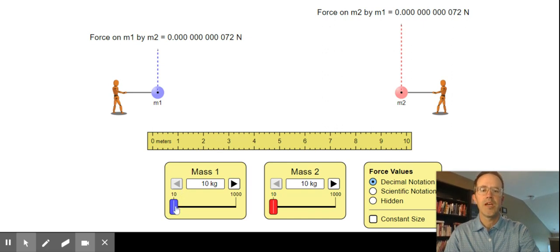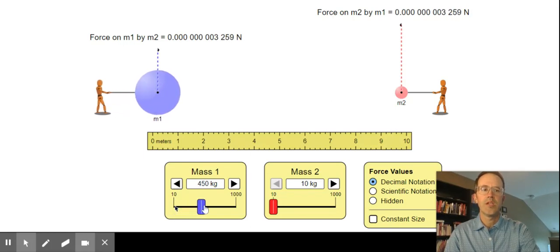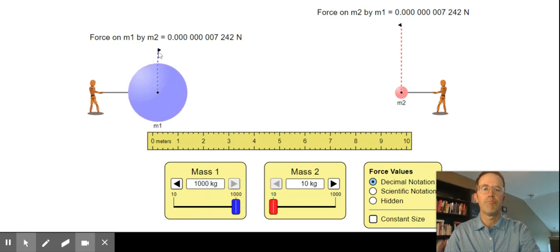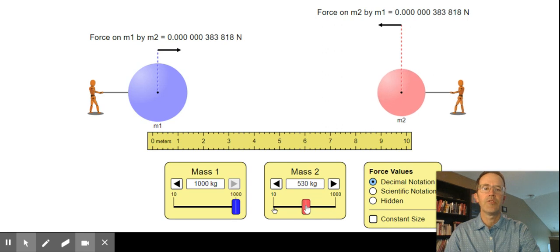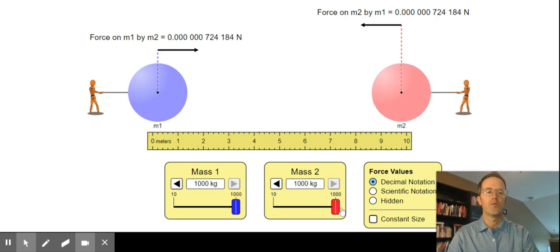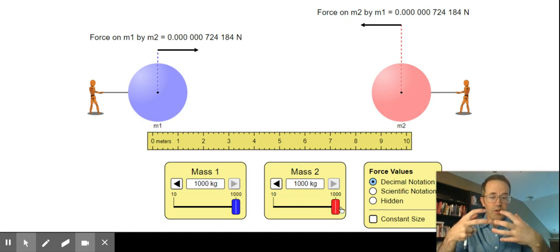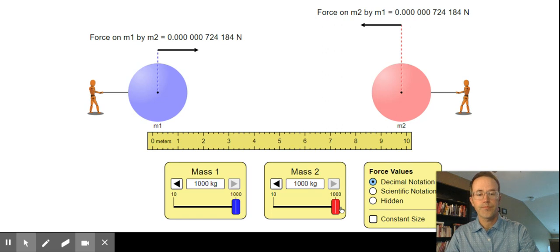Now I'm going to take the mass of this first object and make it grow, and you see that the gravitational force begins to show up. So the arrow is just barely there. Now I'm going to take the mass of my second object and make it grow, and now you notice that arrow starts to really show up, which means there's more gravitational force between those objects. The larger they are, the stronger the force is going to be.